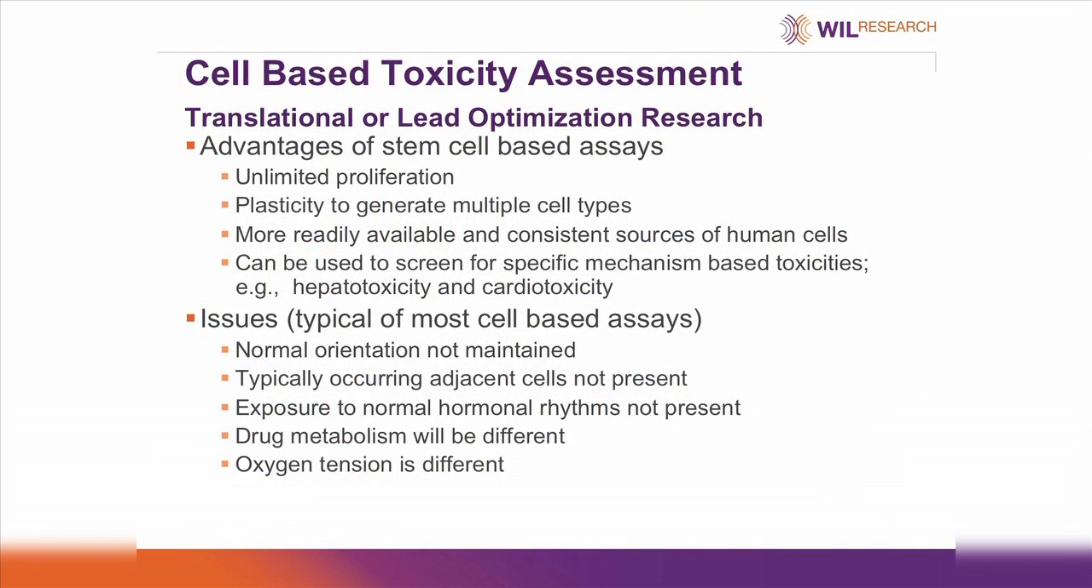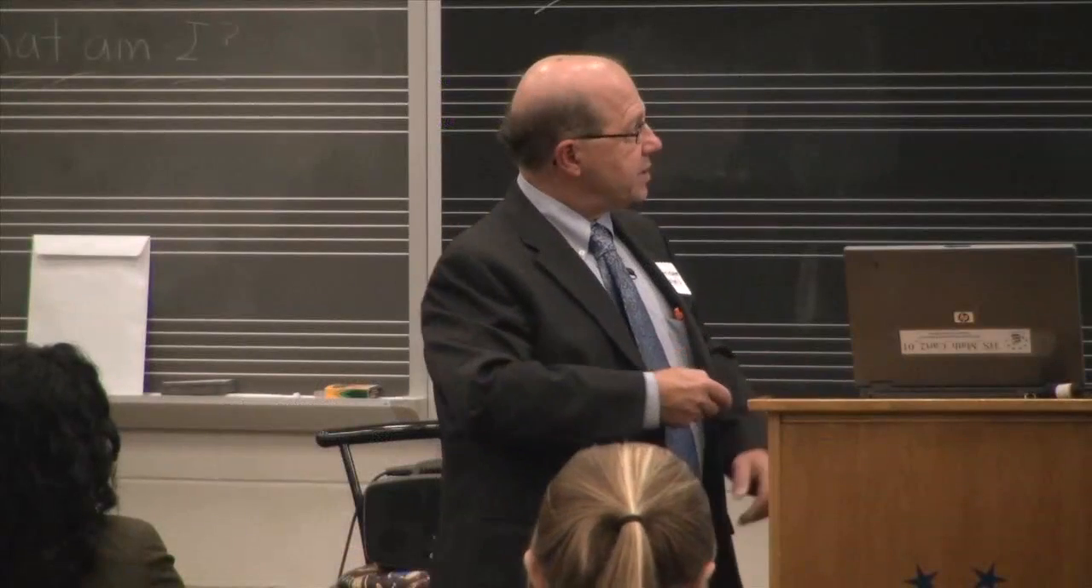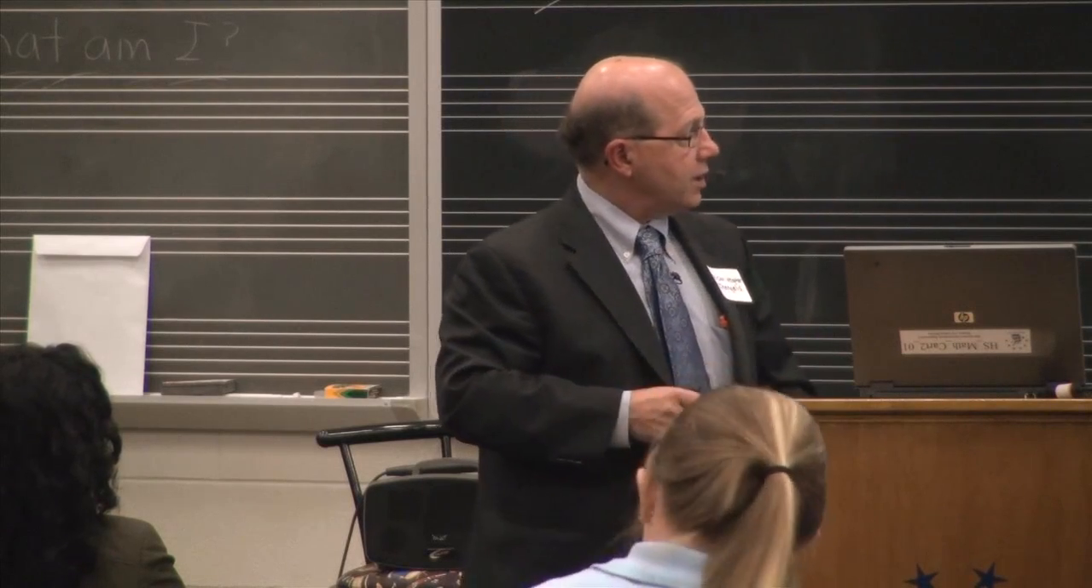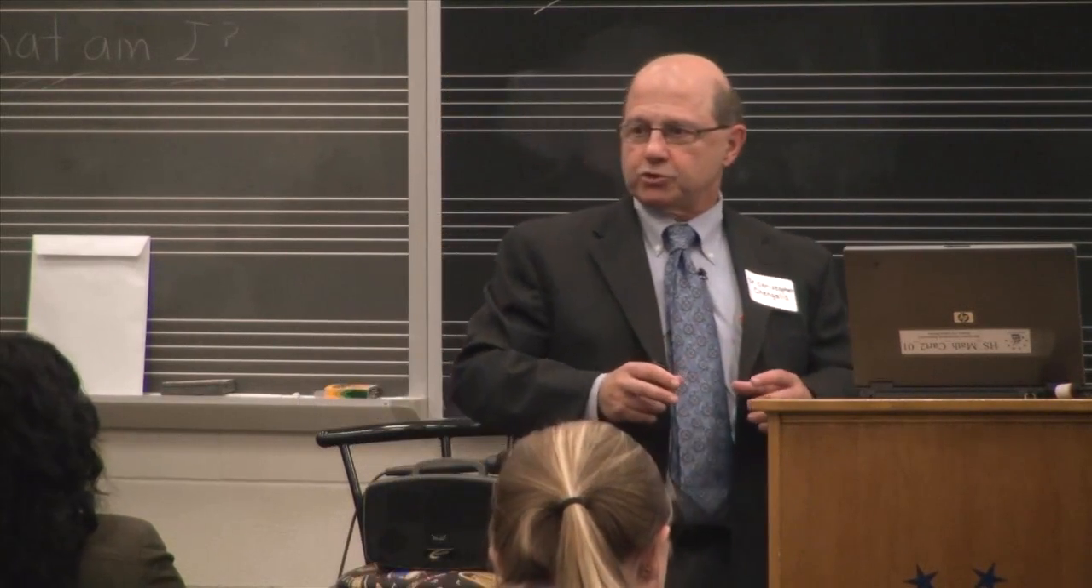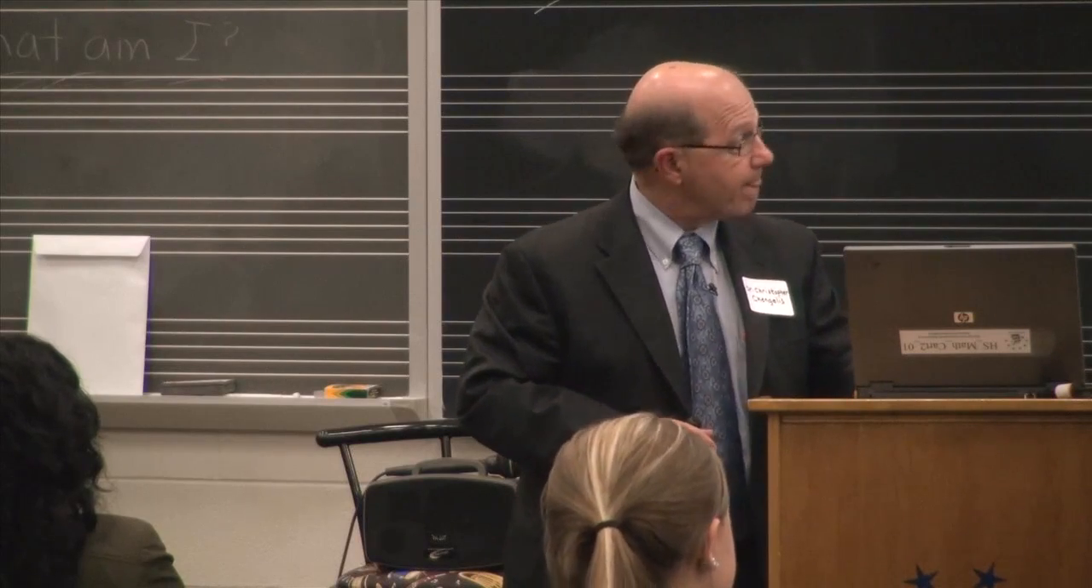There are some advantages and disadvantages associated with the use of stem cells. Most of them have to do with the same things that affect most cell-based cultures. Their orientation isn't maintained, the typical adjacent cells aren't there, they're not exposed to normal hormone rhythms, drug metabolism will be different, and the oxygen tension is different. But all that being said, now we have a way of getting very specific human tissues for testing in vitro.